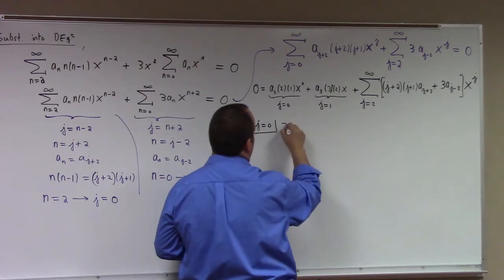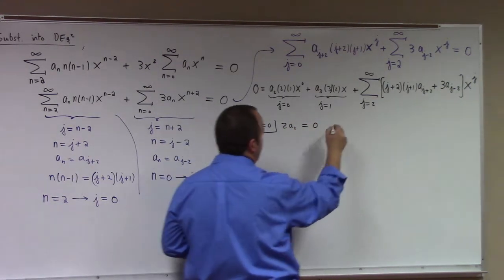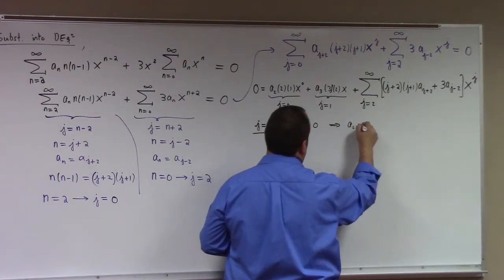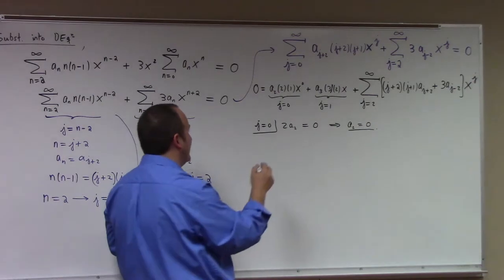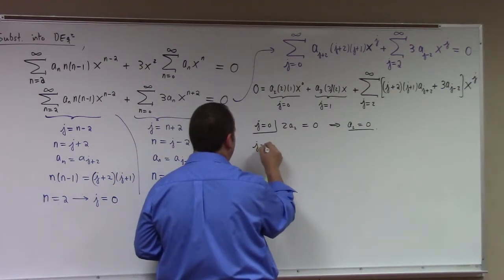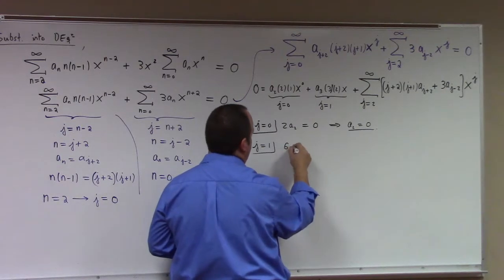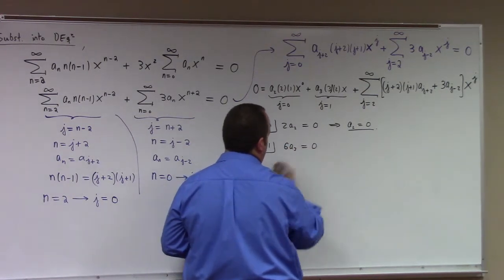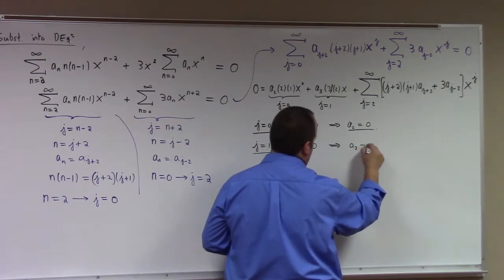We just get 2a2 equal to 0, which tells us what? a2 is equal to 0. Hey, one down, infinitely more to go. How about j equals 1? Sorry, I'm an idiot. j equals 1, I've got 6a3, again equal to 0. What does that tell us? It tells us a3 is equal to 0.